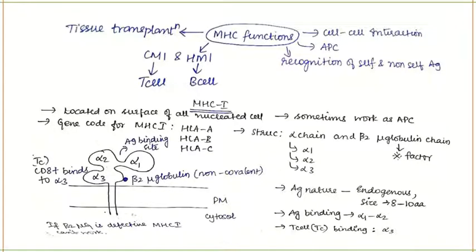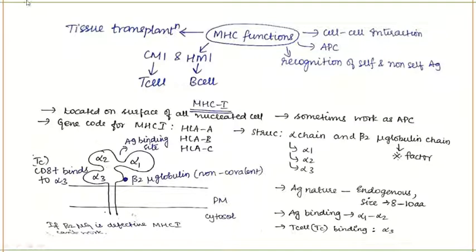So when we talk about types of MHC, the first one is MHC1. This is located on the surface of all the nucleated cells, and sometimes this will work as antigen presenting cell. The genes that will code for this MHC1 will be HLA-A, HLA-B and HLA-C. These are the genes that are coding for MHC1.